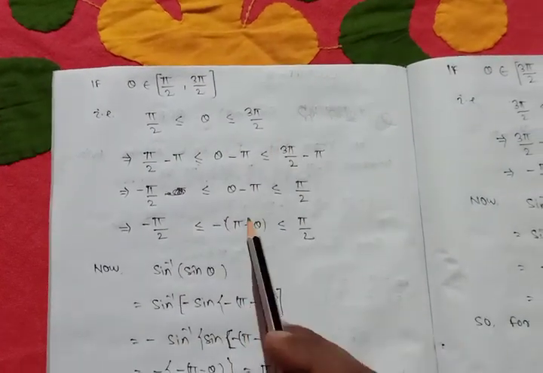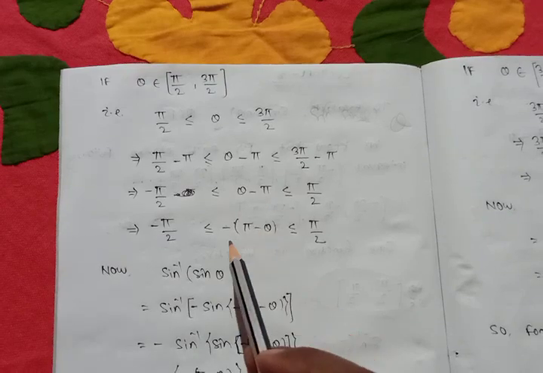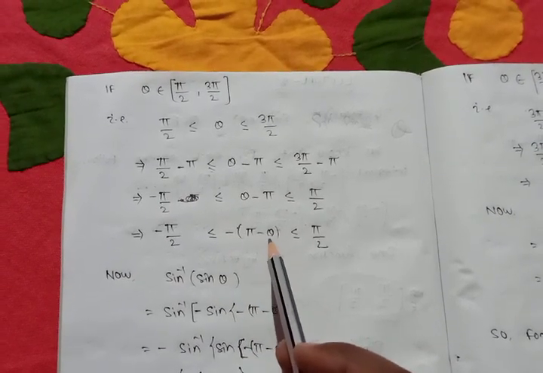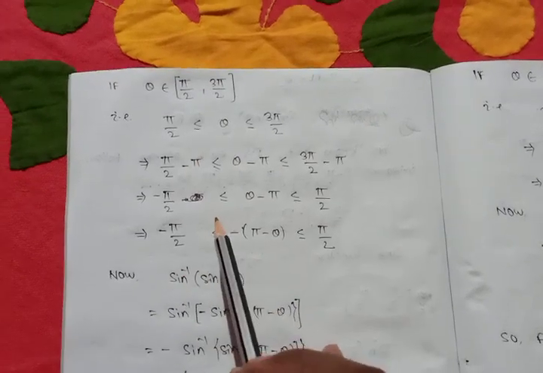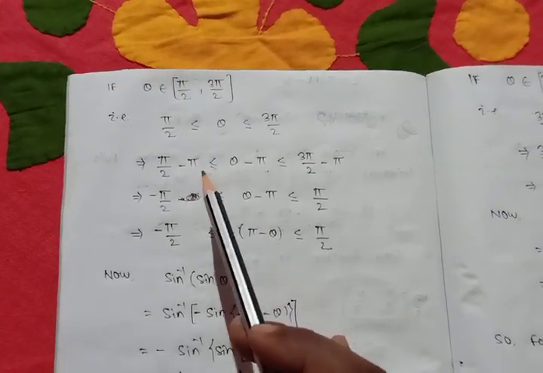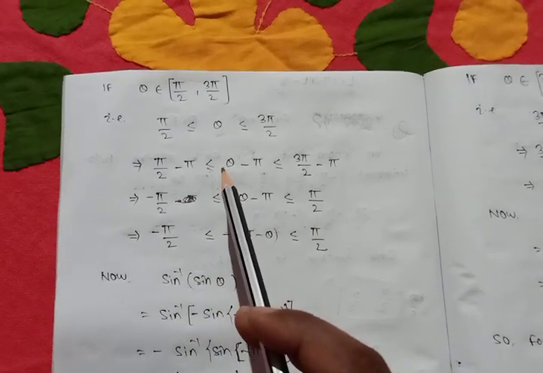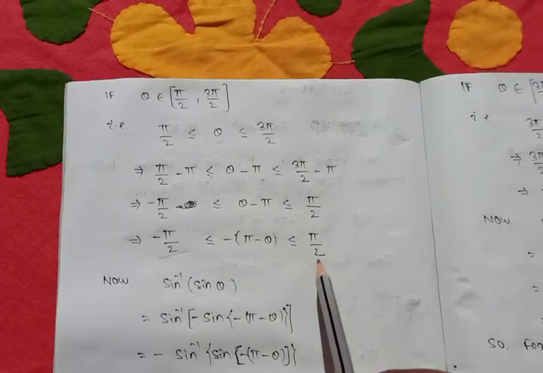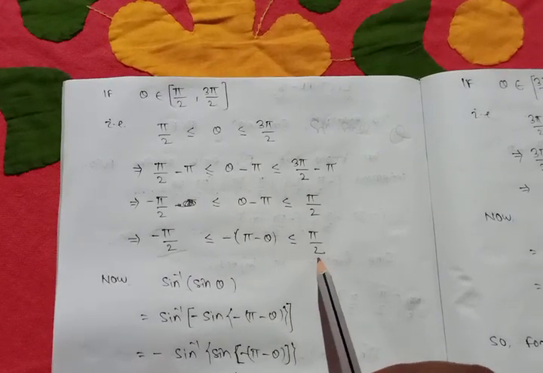Now arrange this by taking minus as common. We get minus times pi minus theta. So in such cases, the first concept is to think what we should add or subtract so that the result will be between minus pi by 2 and pi by 2. This is the first concept you need to think about.